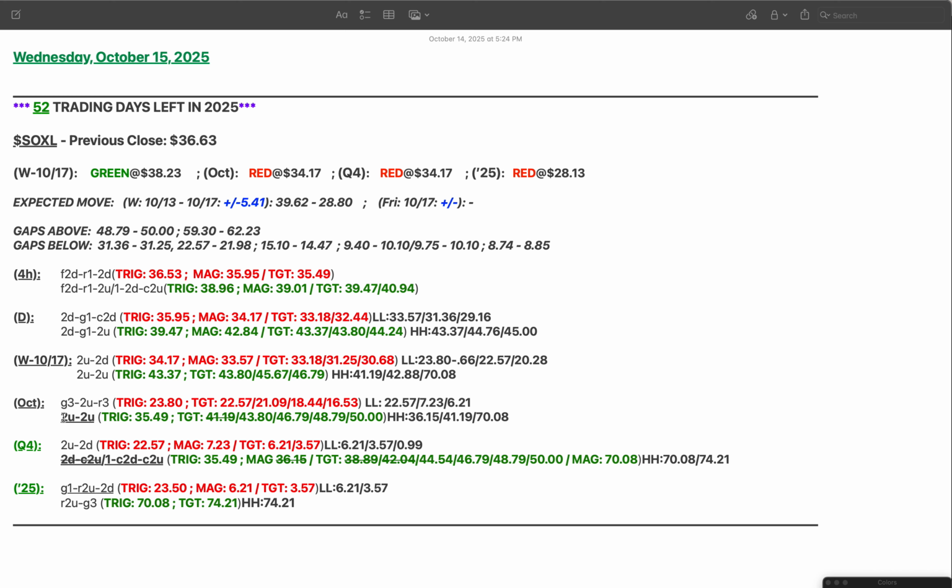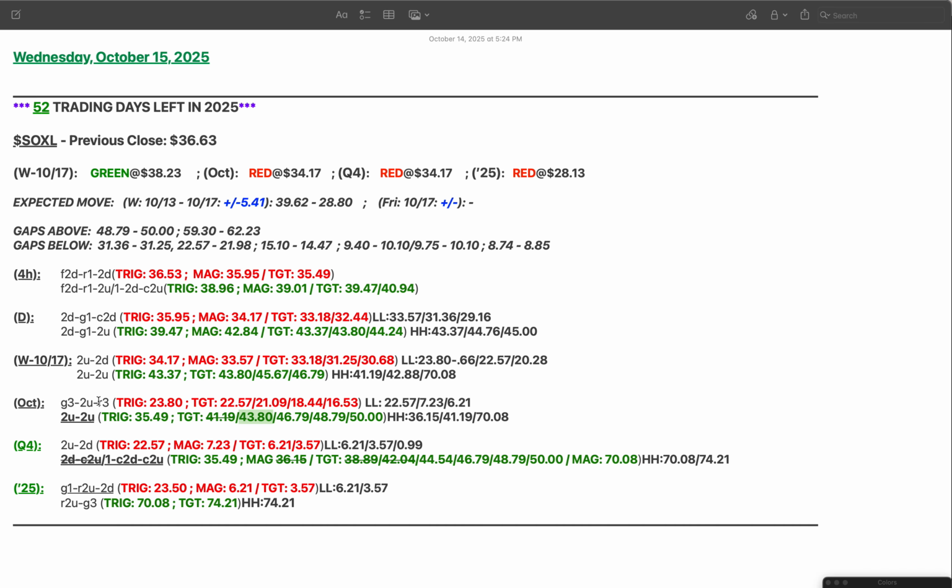Again, from the month, we did trigger the 2 up. We're still in force because we're above that 35.49 level. We already reached one target, but we've still got our extended targets to go. Almost reached this one Wednesday of last week, and you can see that's really close to the trigger for the 2 up on the week. So who knows, by the end of the week, or the end of the month, we could be up there at the 43.80 level.